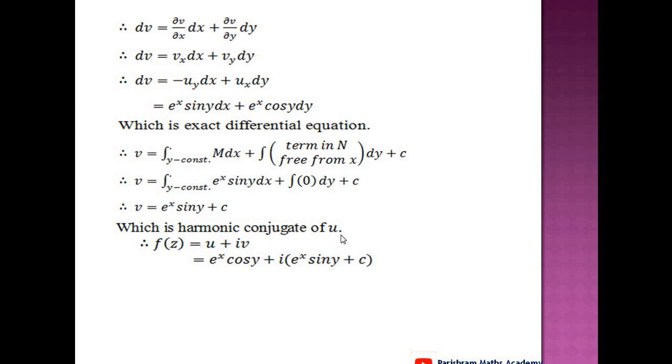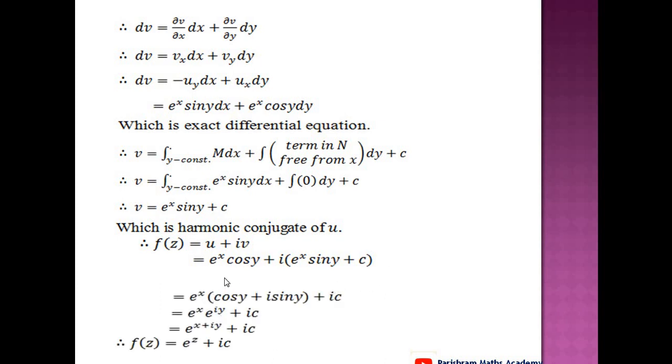Now to find the analytic function f(z), f(z) = u + iv. The value of u is e^x cos y, plus i times the value of v, which is e^x sin y plus c. Simplify. From the first we can take e^x as common. Therefore e^x (cos y + i sin y) + ic. But cos y + i sin y is the same as e^(iy), and therefore e^(x+iy) + ic. But x + iy is z, and therefore f(z) = e^z + ic, which is the analytic function f(z).